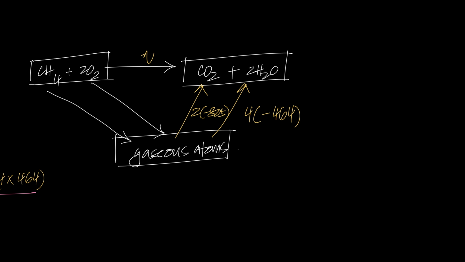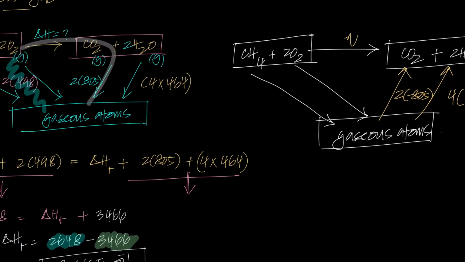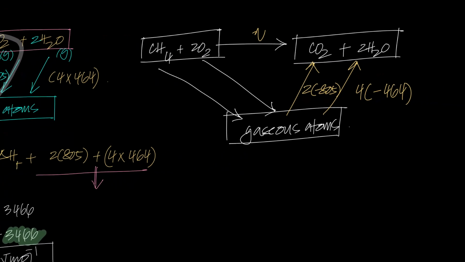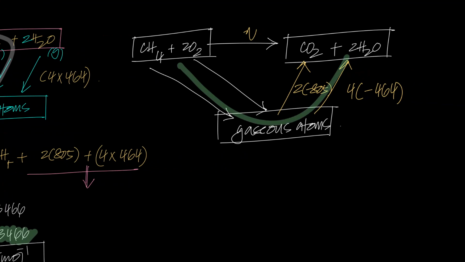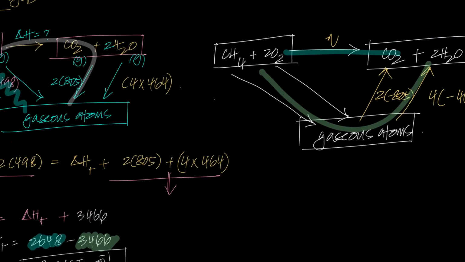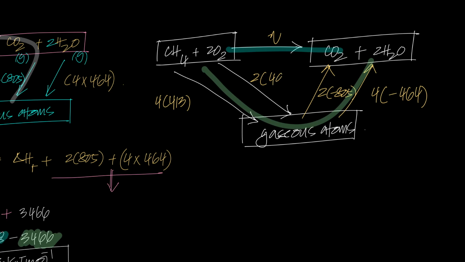You could calculate it, you would get the same answer, right? Because then this would be the indirect route and this would be the direct route. And I could write it here. 4 times 413. That's what Hasib said. And this is 2 times 498. You guys can calculate it. You would get the same answer.